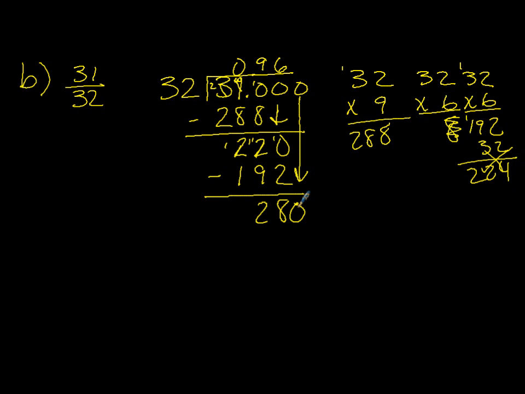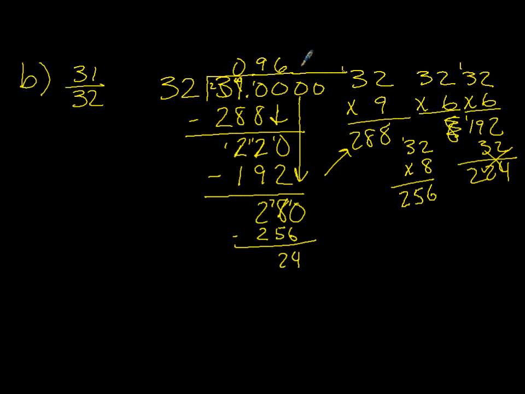280. Let's see if I have anything to work with. I guess times 9 was 288. So it's probably times 8. 256. Subtract. 24. Down another 0. 240 sounded familiar. Did I get that one yet? Not yet. Let's try 7 times because I have 256 here.